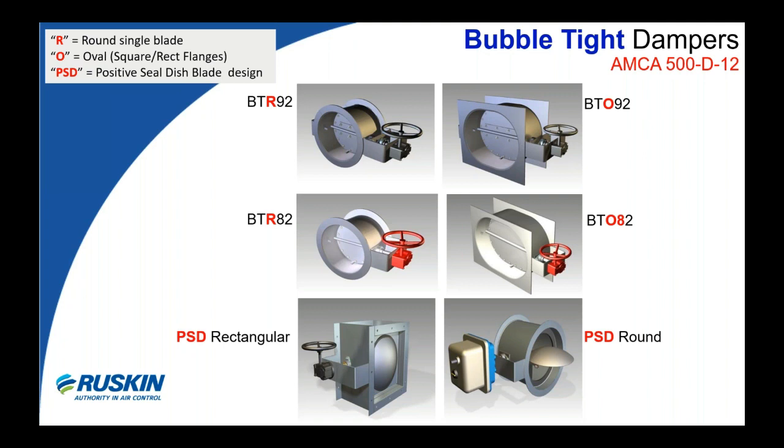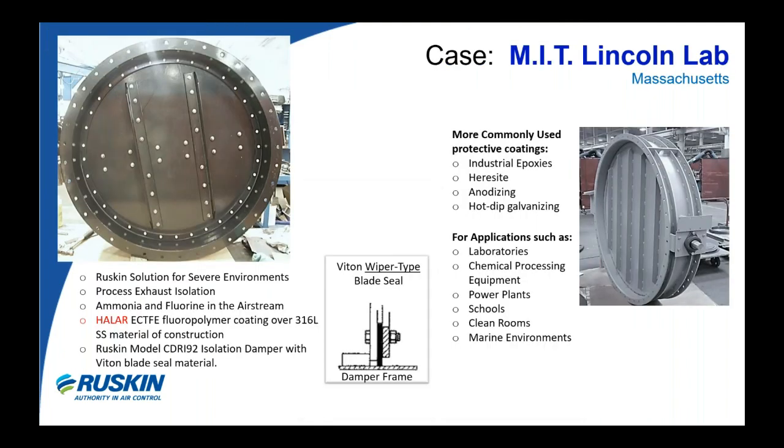So let's take a look at another successful project in which Ruskin highlighted its ability to meet unique engineering specs. At the MIT lab in Massachusetts, the exhaust damper replacement project specified use of an industrial round damper to isolate process exhausts that contain concentrations of ammonia and fluorine fume in the airstream. The isolation challenge was achieved by use of the Ruskin model CDR I-92, providing leakage performance less than 0.7 CFM per square foot at 10 inches, using a Viton blade edge seal, a material which was resistant to the process exhaust gases.